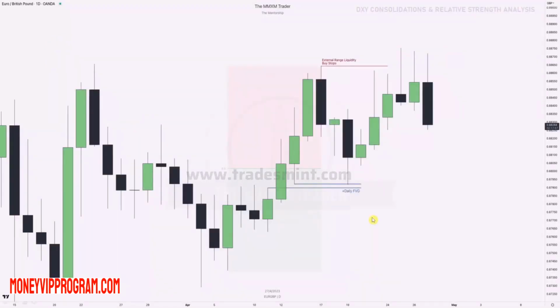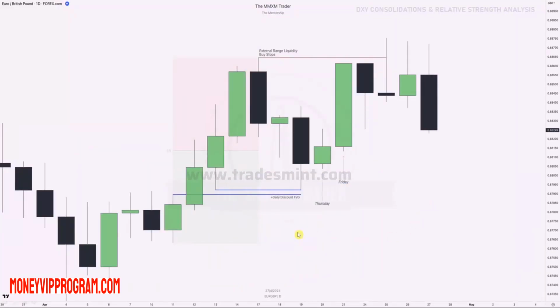So over here we've got a Euro British Pound daily chart, right? So we're going from internal range to external range. We've got that daily fair value gap over here in discount. We've got our premium levels up here, and then that external range liquidity buy stops. Now we know, because of that inside range on DXY, that Monday's candle has not been violated by Tuesday and Wednesday, we expect DXY to consolidate further into the week. So we're going to be focusing again on Thursday and Friday's candle for Euro GBP.